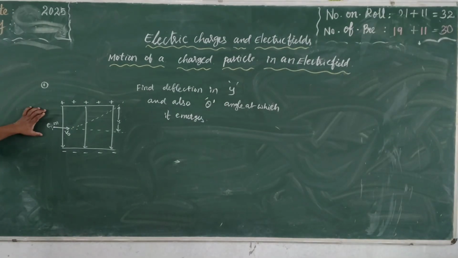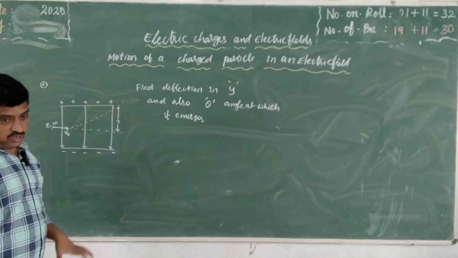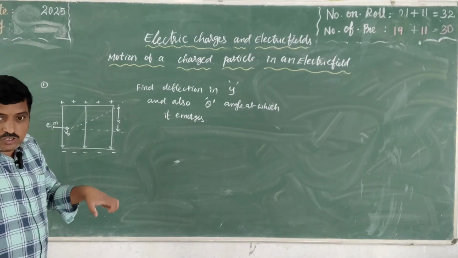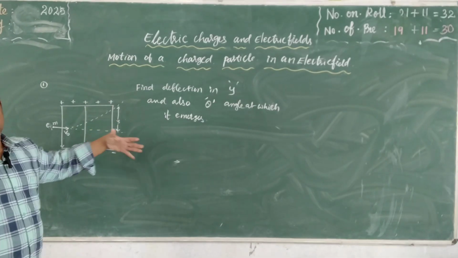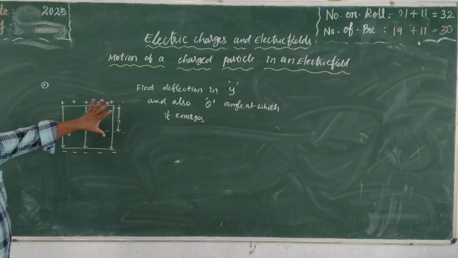When a charged particle is moving in a uniform electric field, a force is exerted on the charged particle. Because of that, some deflection is there and it moves with some angle. So that angle and deflection we find out.